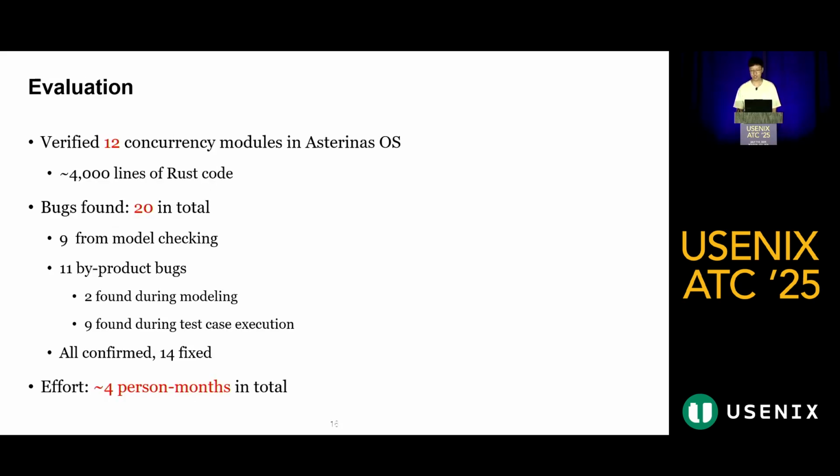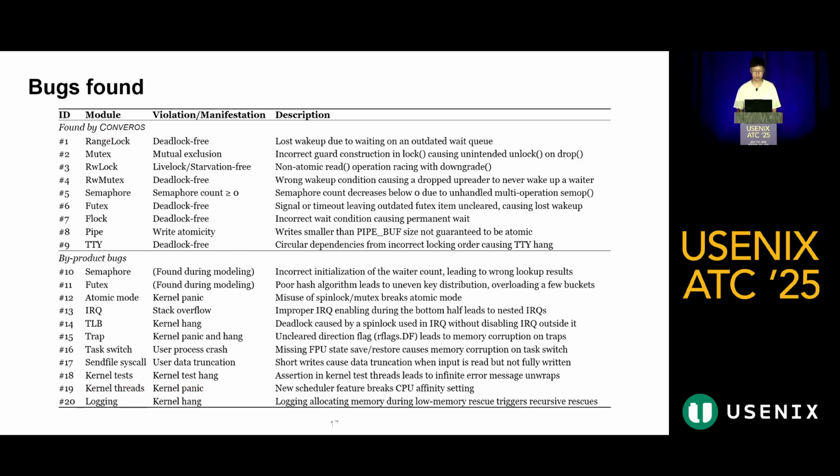In our evaluation, we applied Converos to verify 12 concurrency modules in ASTERINAS OS, covering about 4,000 lines of Rust code, including synchronization primitives like spinlocks and mutex locks, as well as important thread safety parts like ring buffers. We identified 20 bugs during the process. 9 were found through model checking, while 11 were byproduct bugs. The entire verification effort required about 4 person-months.